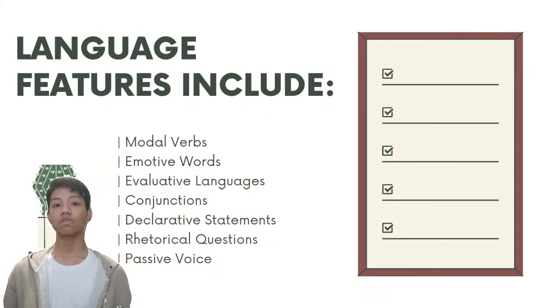There are several language features that we're going to talk about, and these are modal verbs, emotive words, evaluative language, conjunctions, declarative statements, rhetorical questions, and passive voice. To further explain the different kinds of language features, here are my other groupmates, starting with Achilles Ken, modal verbs.